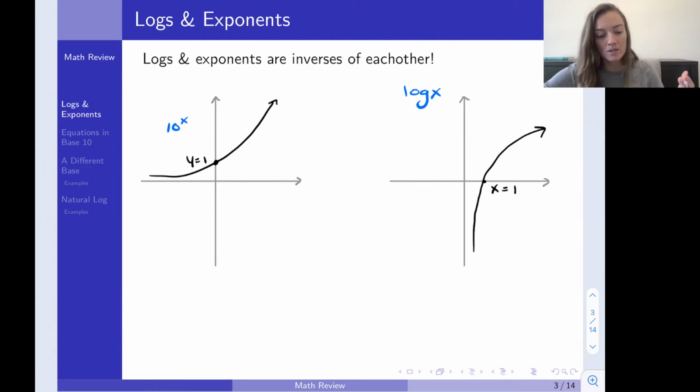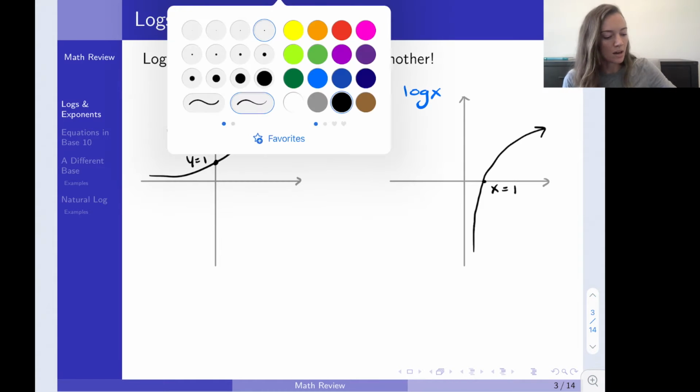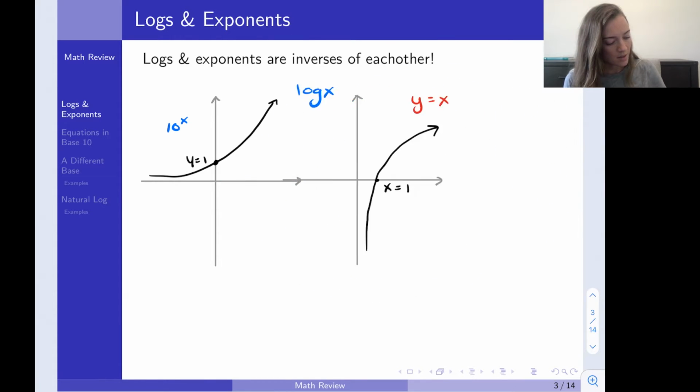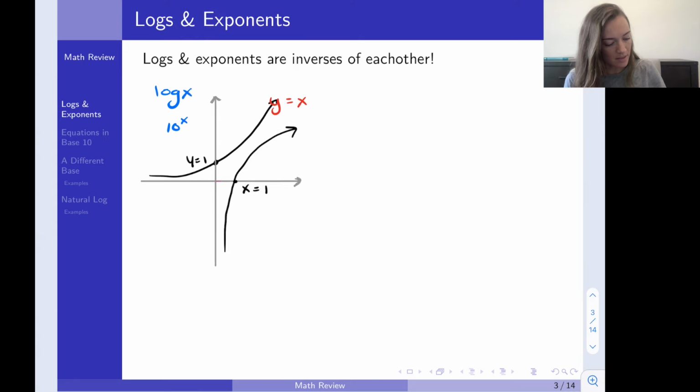And so since these graphs are inverses of each other, that just means that they're flipped over the line y is equal to x. So you can see that if you put the two graphs on the same axis, they're just like mirror images of each other over the line y is equal to x. So that's the definition of inverse functions, and we see that logs and exponents are inverse functions.